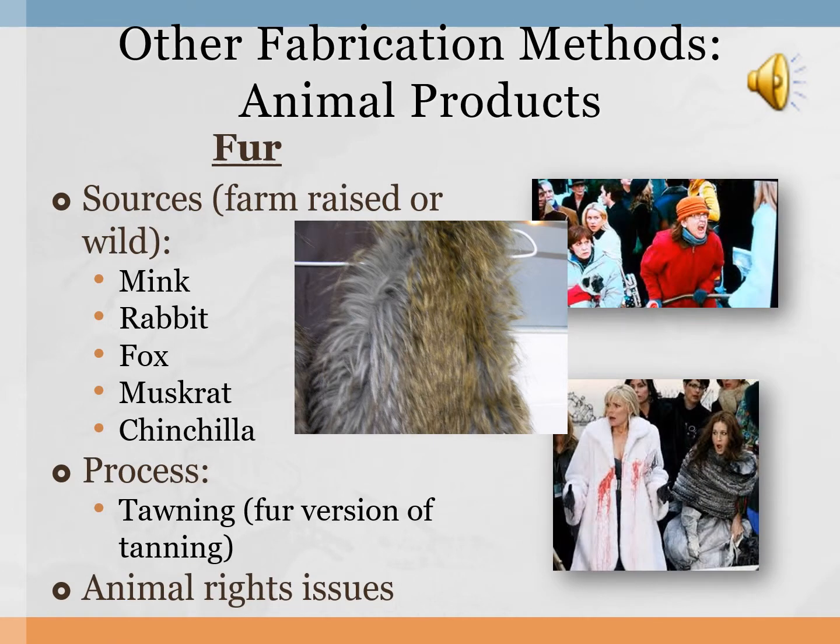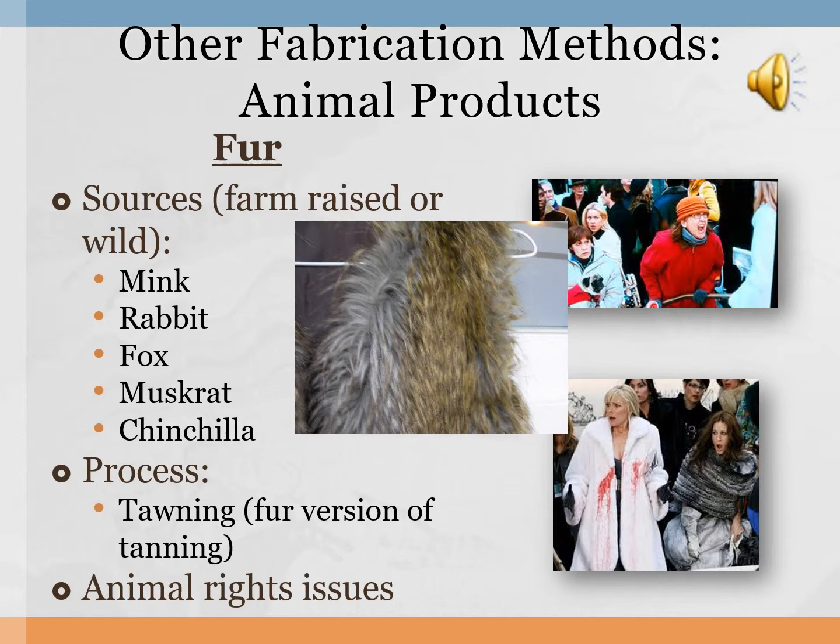Last but not least, we have fur, which of course is also an animal product, but the sources of fur are a bit different than those of leather. So you can see here fur primarily comes from mink, rabbits, foxes, muskrats, and chinchillas. So the process for getting fur ready to be used as a fabric in a product is called tanning. So it's kind of the fur version of tanning.